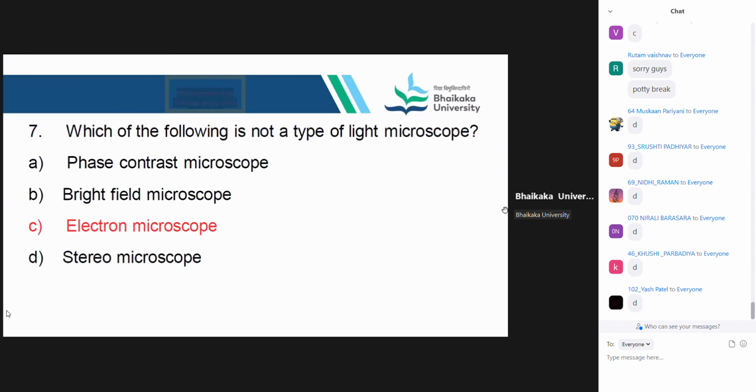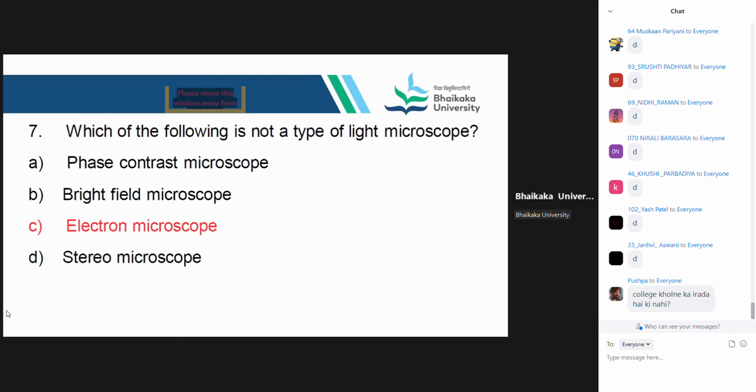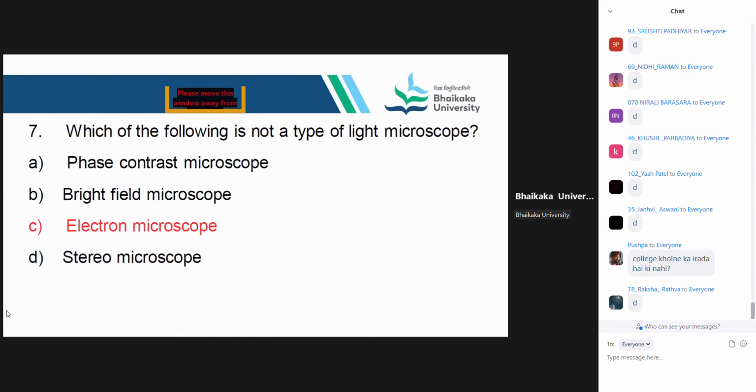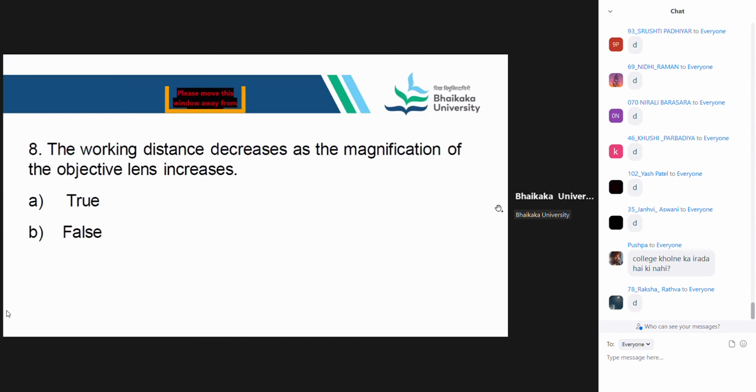Yes, the answer is the electron microscope, as we have seen that an electron beam is used rather than light. Eighth question: the working distance decreases as the magnification of the objective lens increases. What will be the answer?